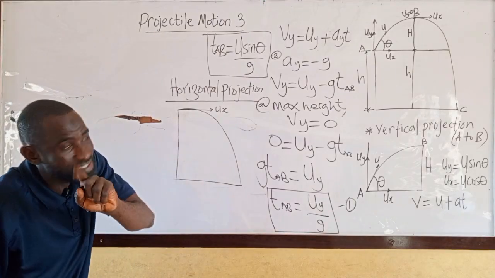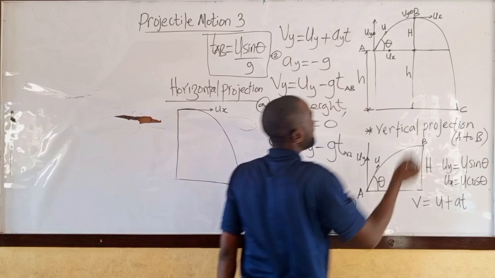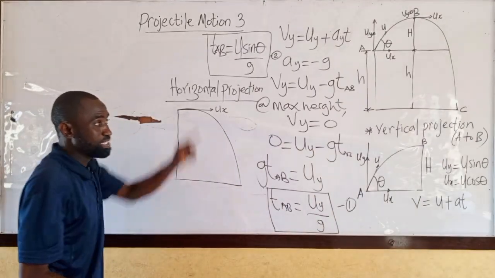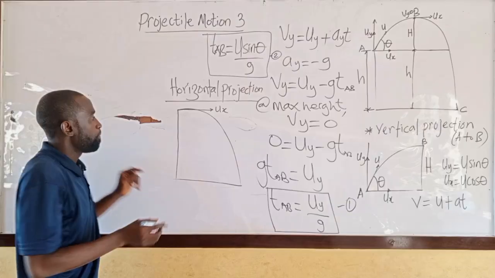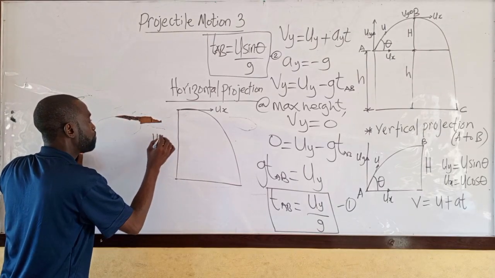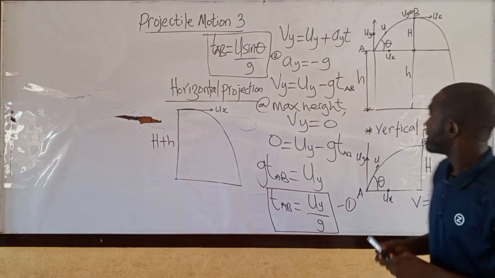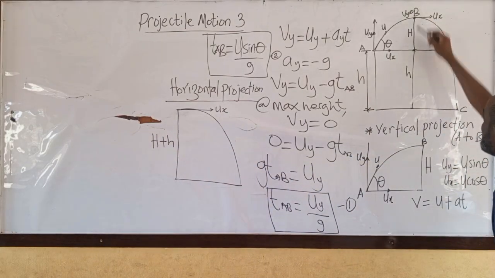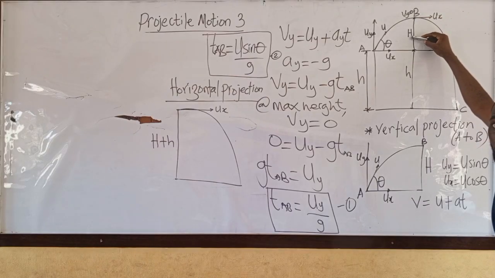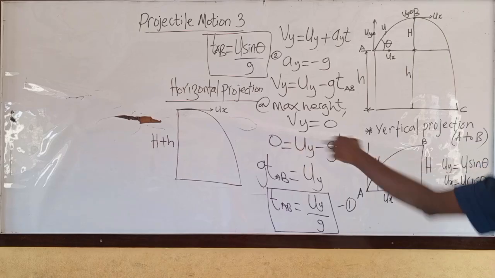But the only difference is this: from here to here is now H plus h. Do you see that? The one we did earlier was just small h. But here, from this place to this place, it will be H plus h. Look at it. From here to here, the whole length is this H, the maximum height, and the height of the tower, h. We have H plus h there.